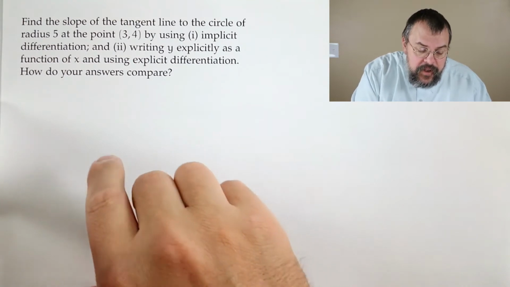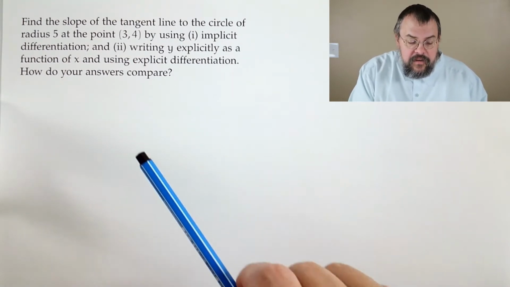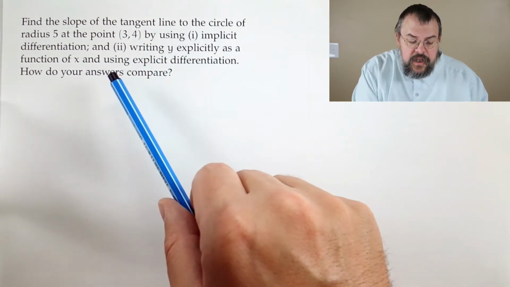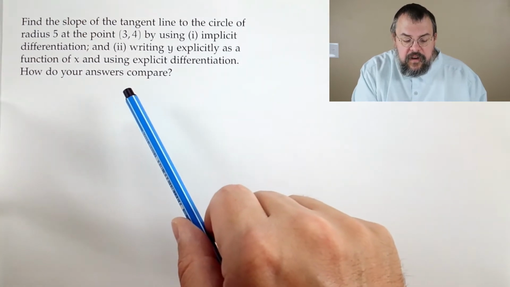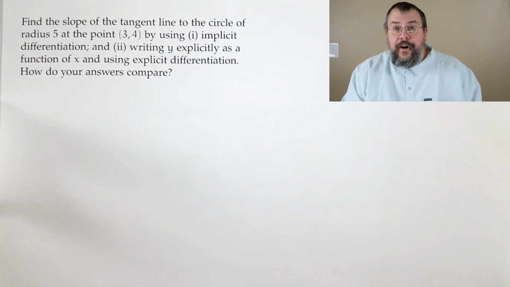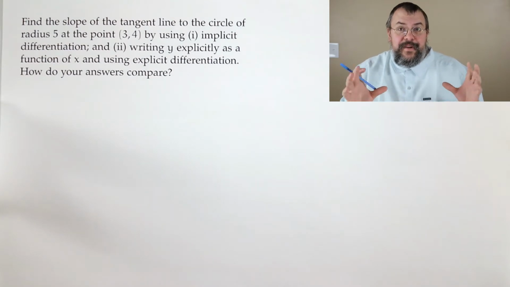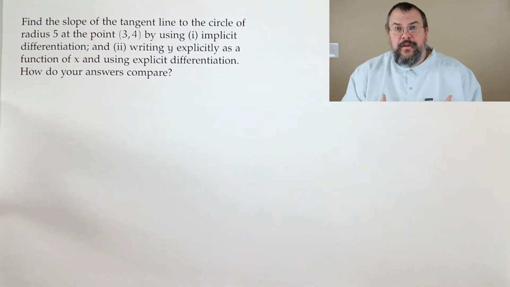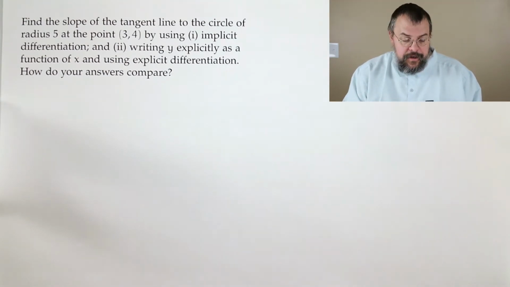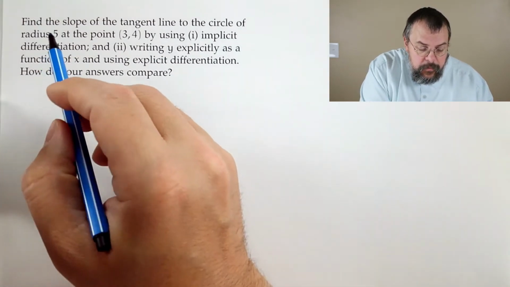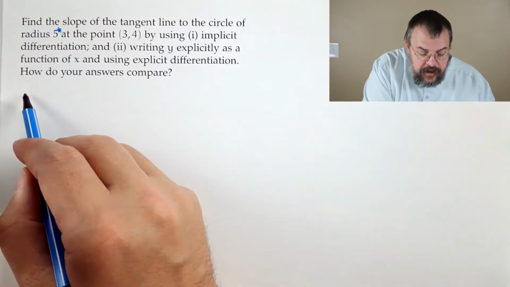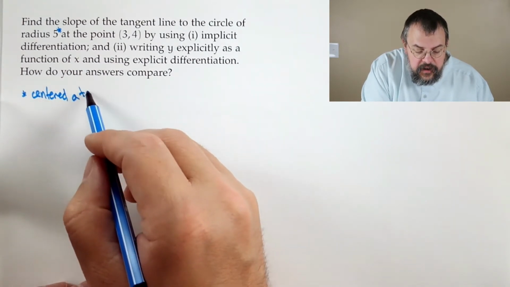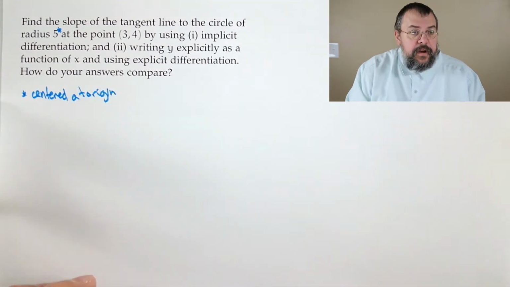So, our first problem. We're going to find the slope of the tangent line to the circle of radius 5 at the point (3, 4) by using implicit differentiation, and by writing y explicitly as a function of x and using explicit differentiation. How do your answers compare? Now, technically, I'm missing something, which is there are many circles of radius 5 which pass through the point (3, 4). So this really means the circle of radius 5 centered at the origin. All right, so we'll make a little note here, a little asterisk, centered at the origin. All right, good. Now we actually have a problem that we can make progress on.